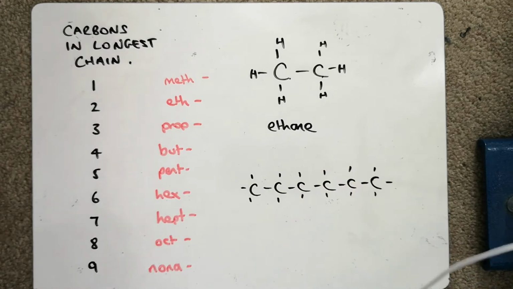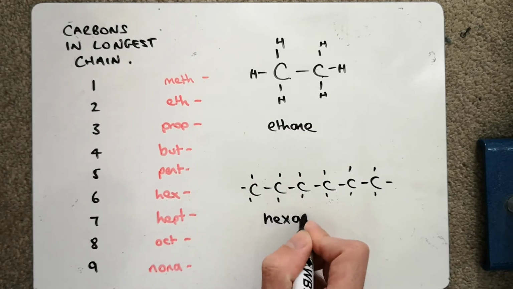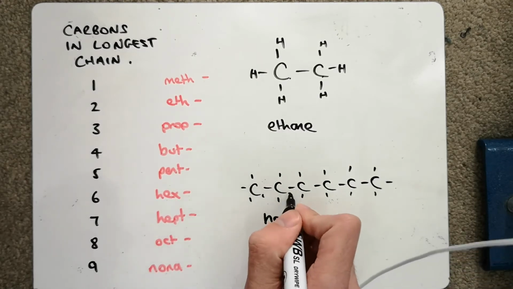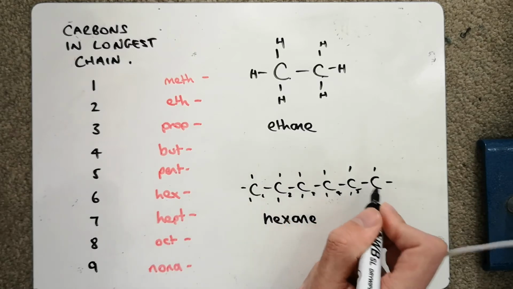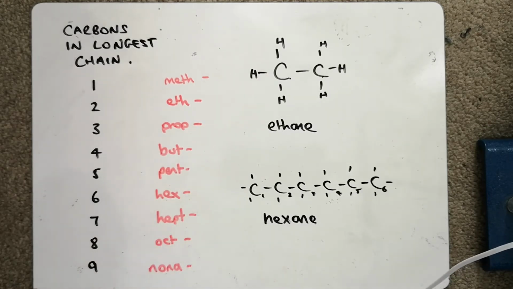I'm going to draw all the hydrogens in. Just imagine all the hydrogens around there. Been a bit lazy. If you pause the video now, see if you can name that compound. This will be hexane. 1, 2, 3, 4, 5, 6 carbons in the longest chain, so the prefix becomes hex.